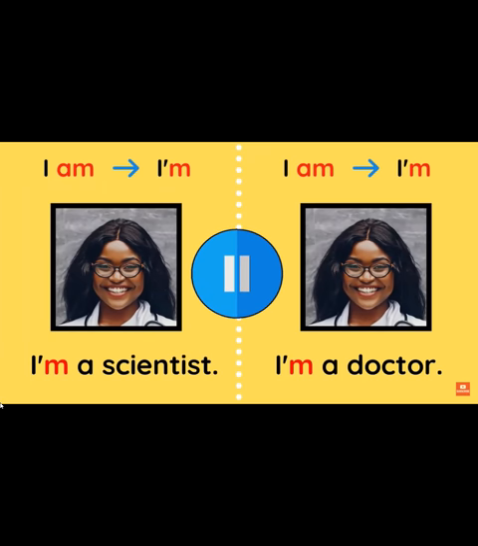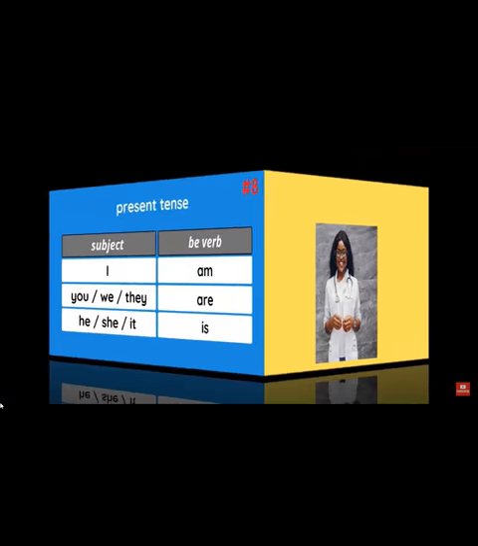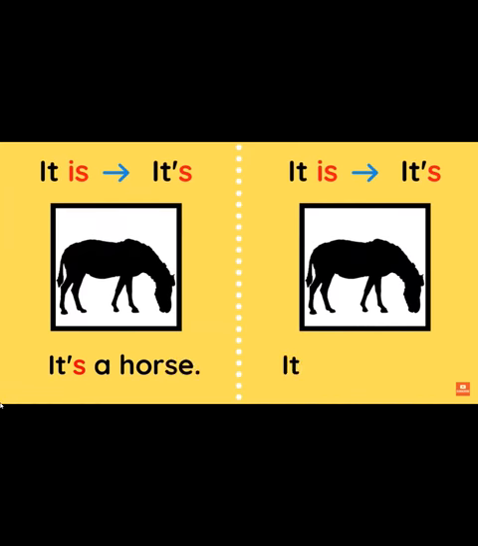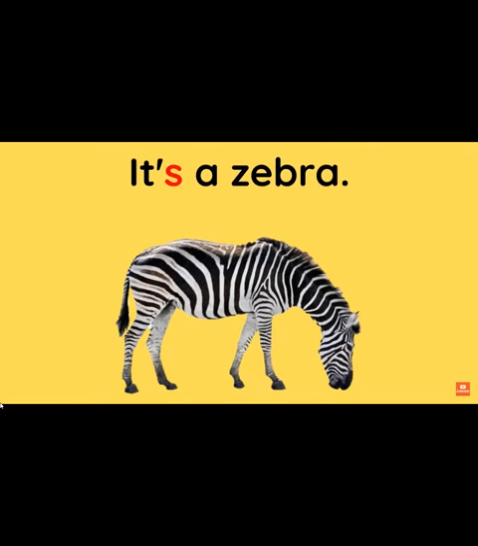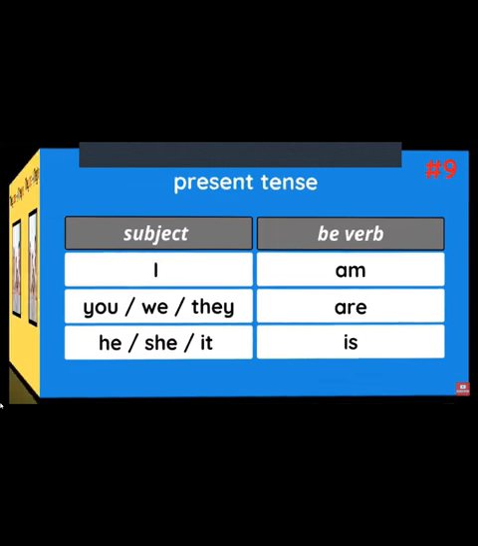I'm a scientist. I'm a doctor. Let's see. Yes, I'm a doctor. Very good. Keep in mind. Person, the subject, and the verb. It's a horse, it's a zebra. What do you think? It is a zebra. Okay, it's a zebra. Says that is a zebra. Very good. So the next one, keep in mind, subject plus the verb.